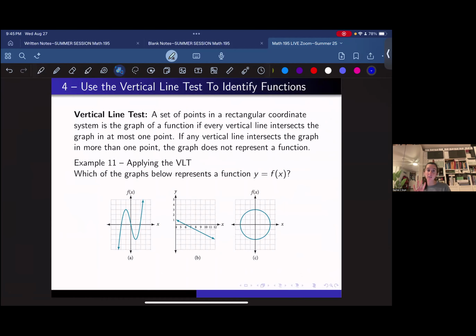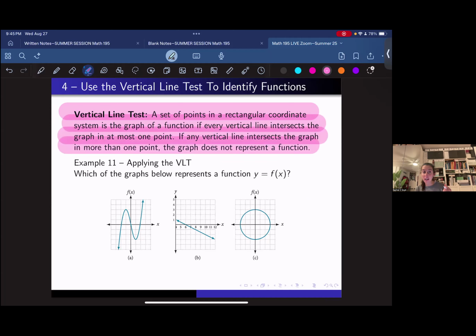Our fourth objective is really just formalizing our vertical line test, but at this point in the lesson, I think you have a very strong understanding of our vertical line test. It essentially works by drawing a vertical line along your function and making sure that that vertical line only hits the function in one spot. Because the second it hits it in two different spots, it is no longer a function. It fails the VLT, the vertical line test, and we can conclude that it is not a function.